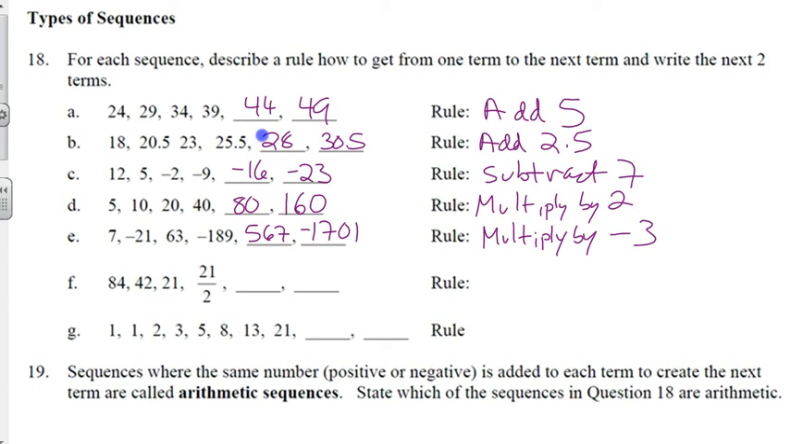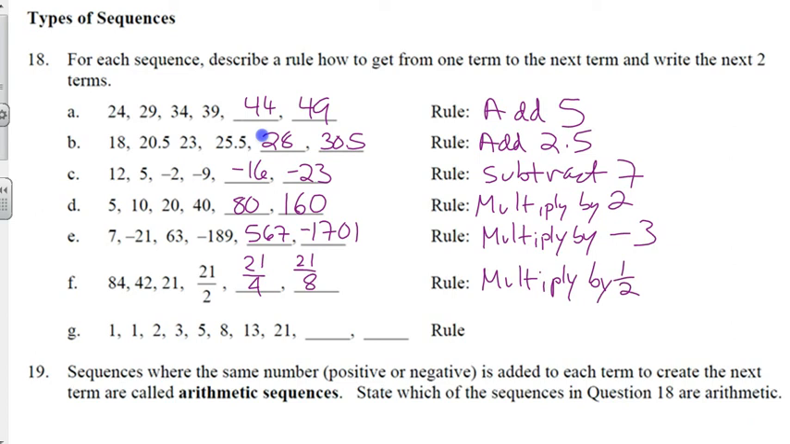84, 42, 21, 21 over 2. What are we doing? Divide by 2. That gets a little tough when I get here, so I'm going to phrase it as multiply by 1/2. That gives me 21 over 4 and 21 over 8. If you say divide by 2, that's easy to do: 84 divided by 2 is 42, divided by 2 is 21, divided by 2 is 21.5. Divided by 2 is, right, now I'm trying to divide a fraction, so I'm just going to say multiply by 1/2. It's the same as dividing by 2.